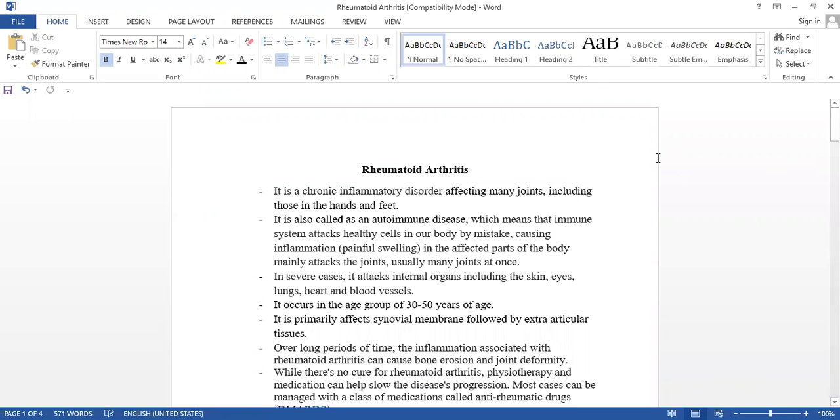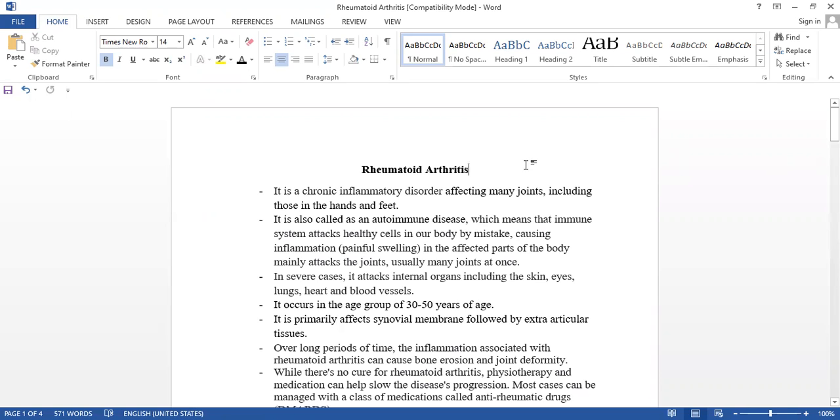Rheumatoid arthritis. Itis means what? Any type of itis. It is a suffix. Means what? Inflammation. Arthritis is the inflammation of the joints. Inflammation of joints. Rheumatoid arthritis. Okay.